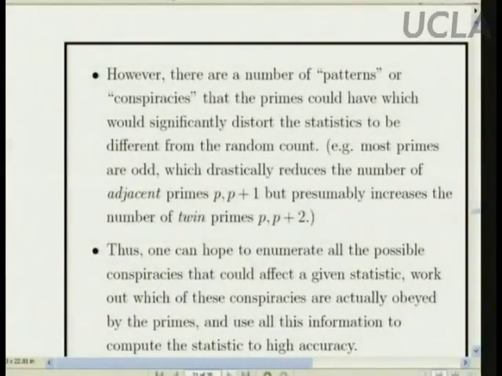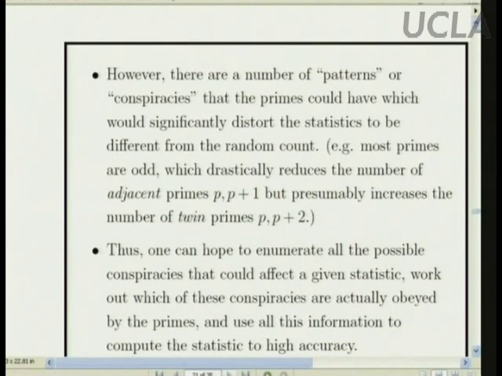So they sort of want to be distributed evenly, but they're not, and so they're constrained. They have some patterns, or conspiracies. They have arranged to organize themselves in certain ways. For example, almost all primes are odd. Because of this, all even numbers are basically automatically excluded from membership in the primes.